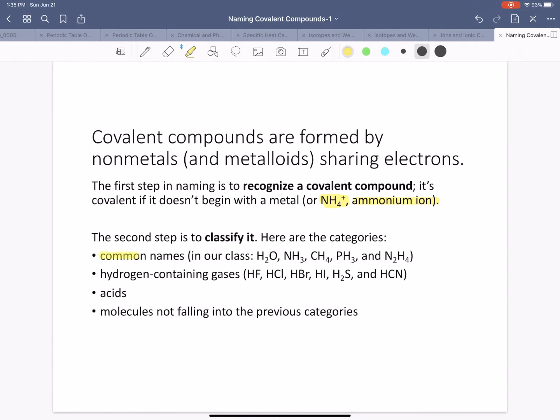There are some common names that you know, or maybe you'll learn. There are hydrogen-containing gases. There are only 6. And then compounds that begin with an H and are bubbled through water and behave as acids are named as acids. And finally, there's the molecules that don't fall into the previous categories. And we name those by saying how many of each kind.